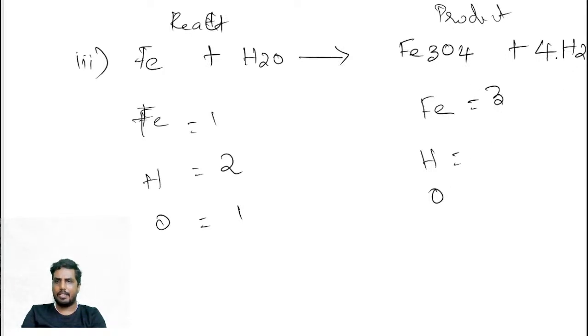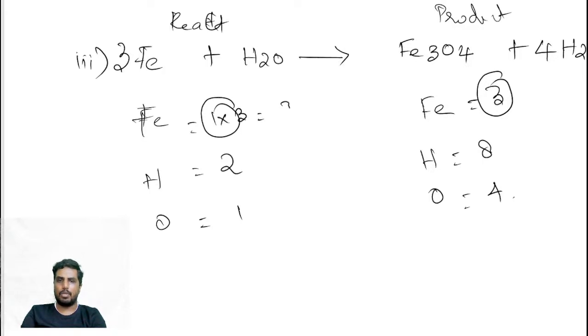So here how many Fe is there? It is 3. And how many H is here? It is 8. And how many O's there? It is 4. So you can see iron Fe in reactant side it is 1, in product side it is 3. So what I can do, I will be replacing the coefficient into 3. Now 1 into 3 equal to 3.